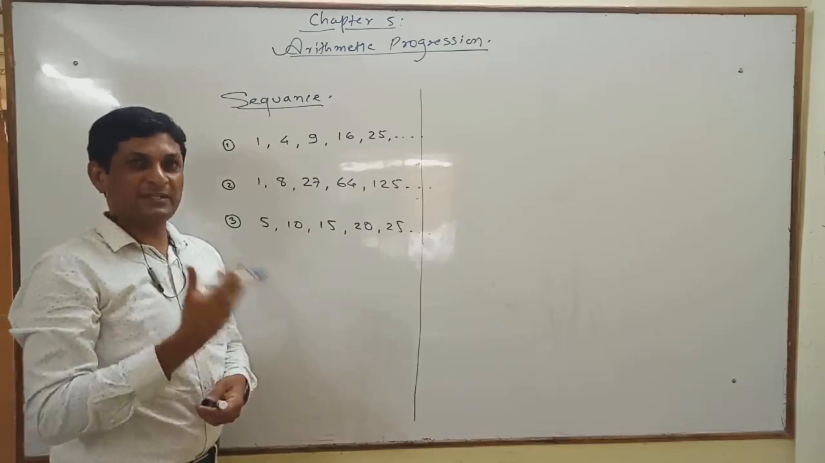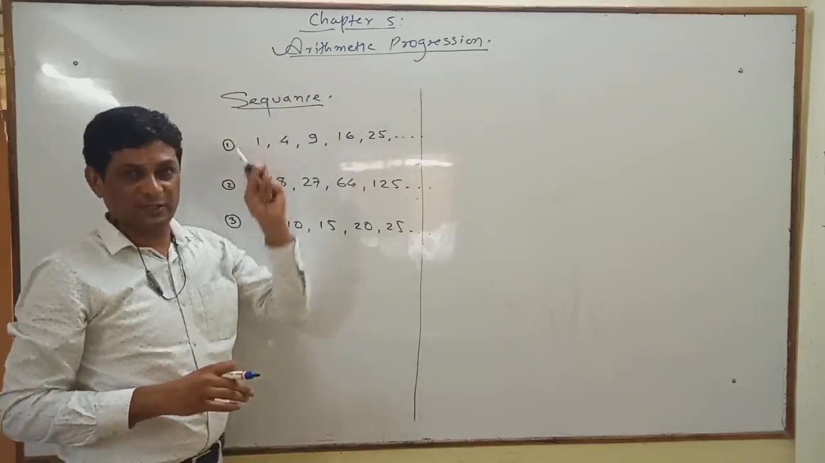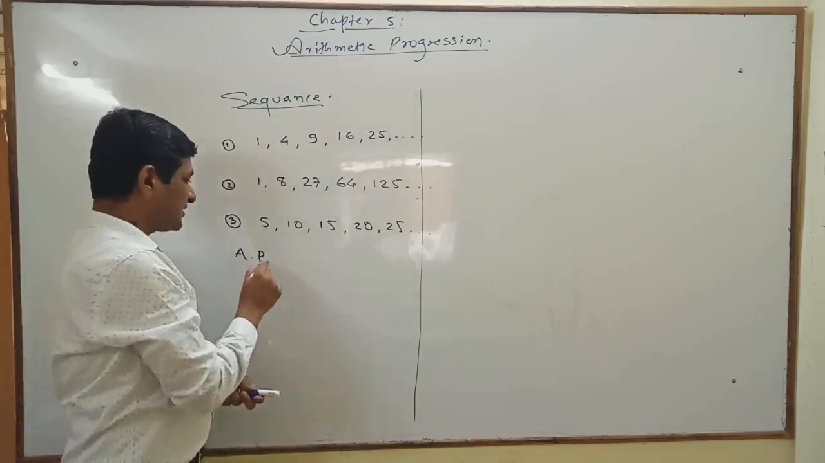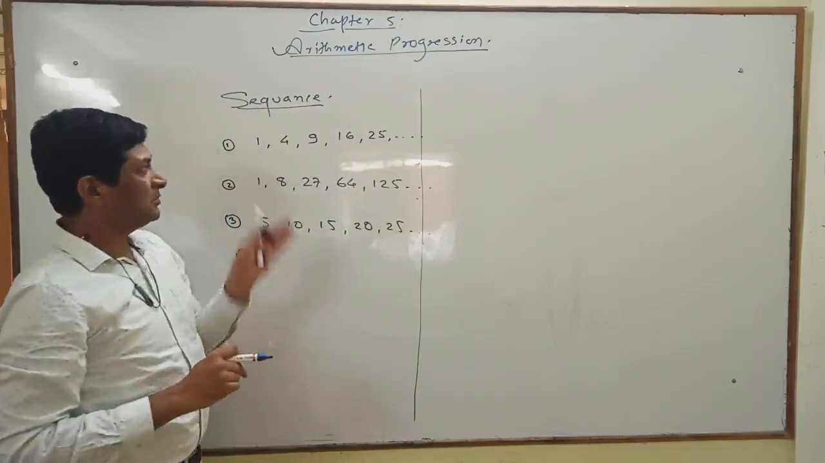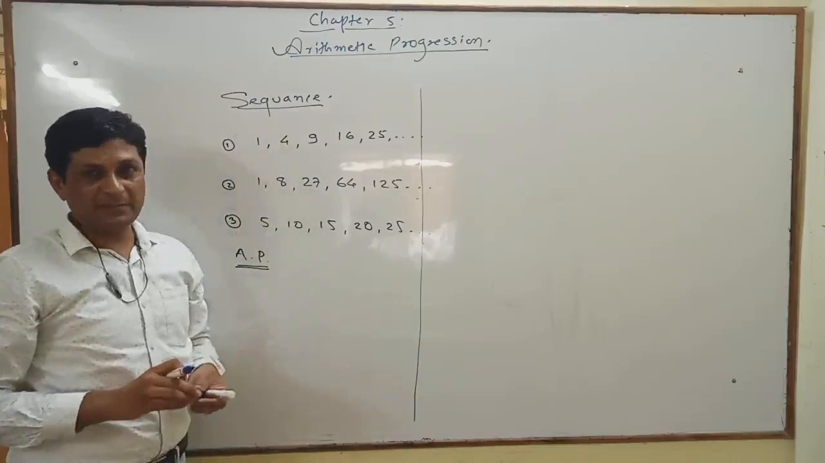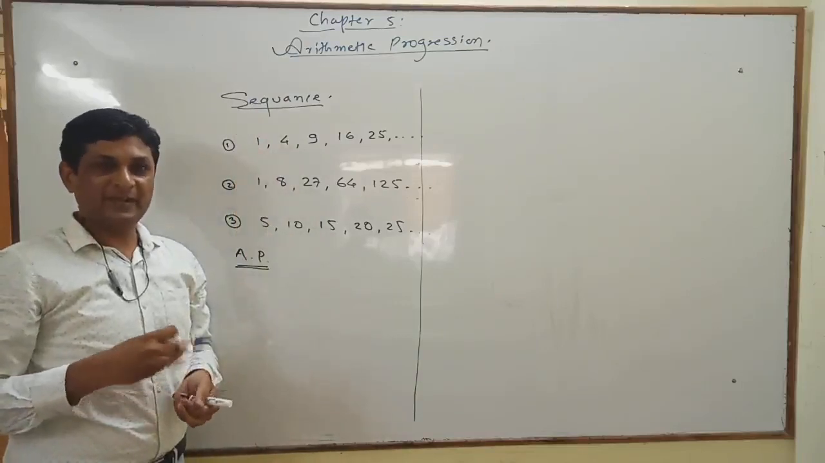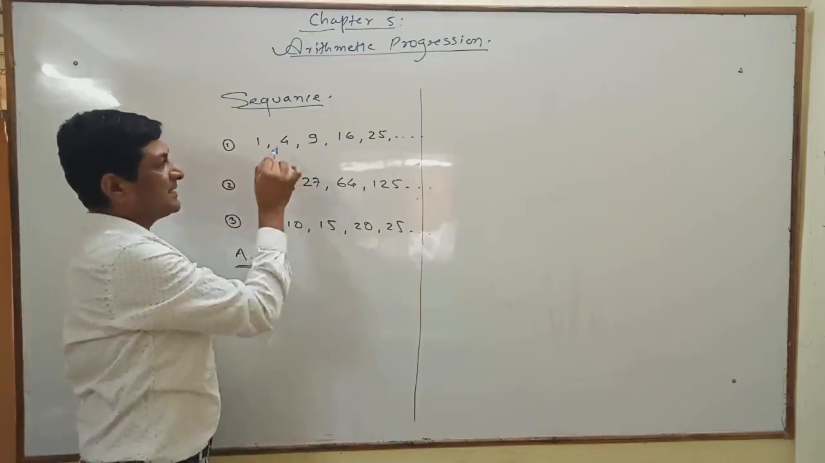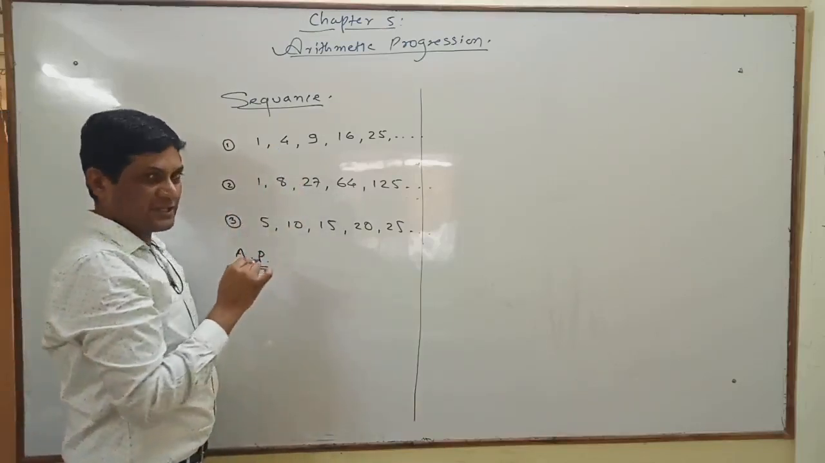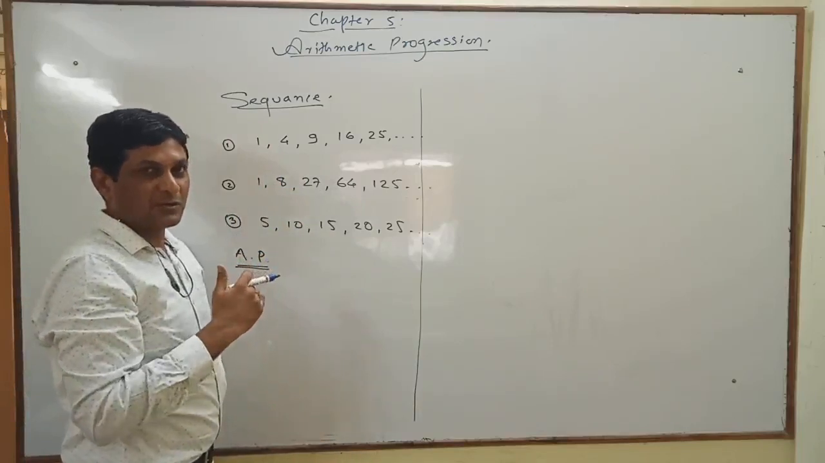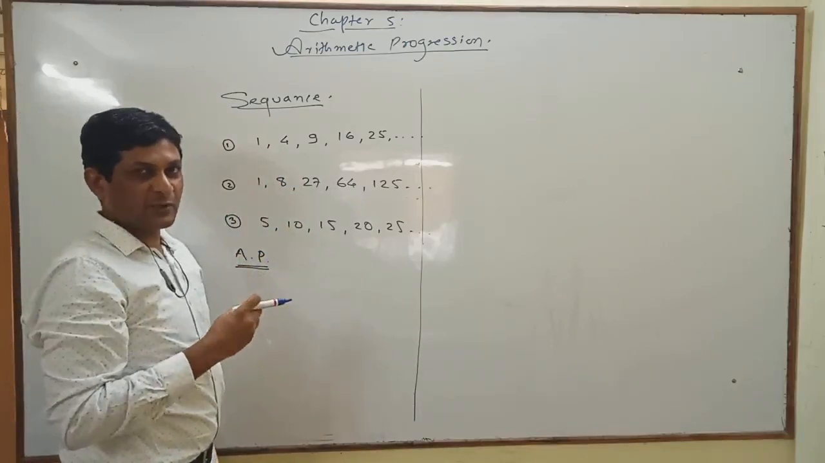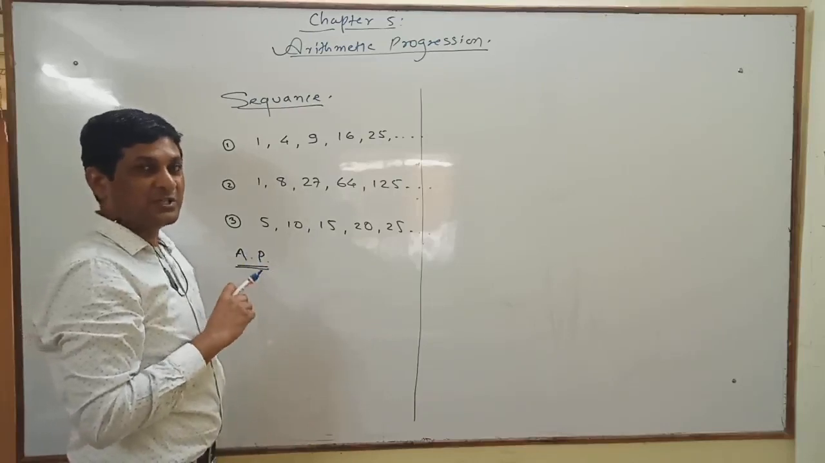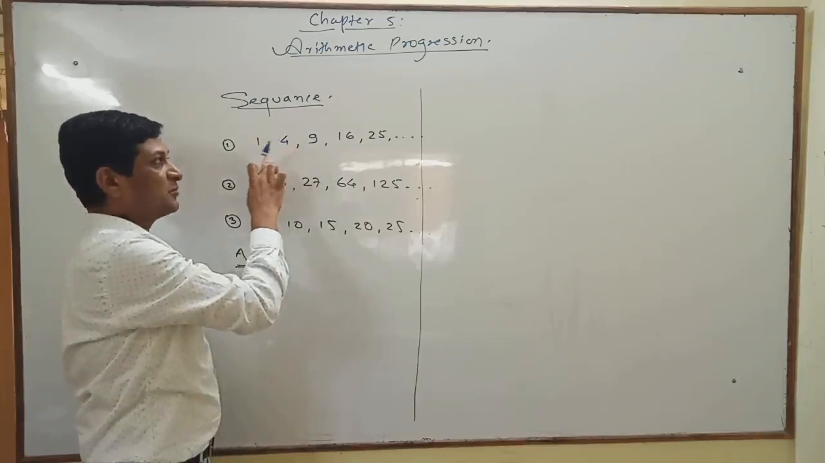Now, when is a sequence called an arithmetic progression? So now we will focus on the name of our chapter, that is arithmetic progression. As we have seen three examples of sequences, let us see when a sequence is called an arithmetic progression. To check whether the sequence is an arithmetic progression or not, according to the definition of arithmetic progression, we have to check whether the difference is constant or not. Which difference? The difference of any term to its previous term.